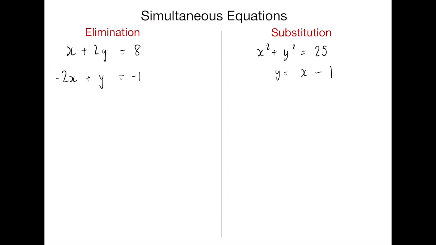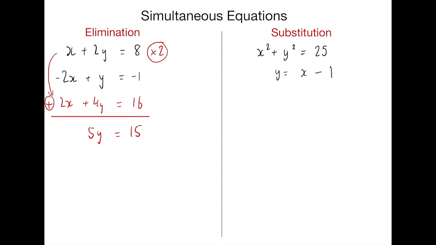I would do that by multiplying this one by 2 to get the 2 x's so that we can cancel them out later. So I'm just going to rewrite this one and double it all underneath. So 2x plus 4y equals 16. And to cancel the 2 x's, we're actually going to add them together because minus 2x add 2x makes 0. This will leave us with 5y equals 15, so y equals 3.